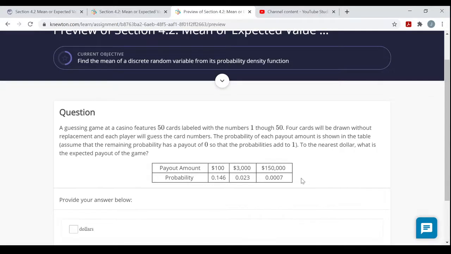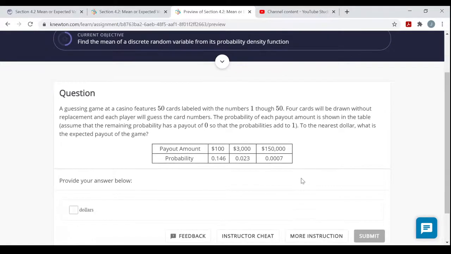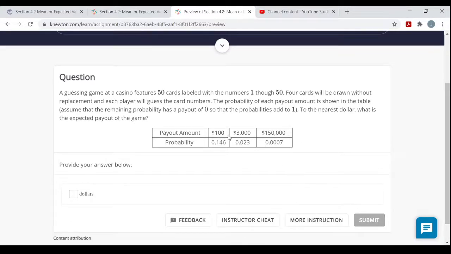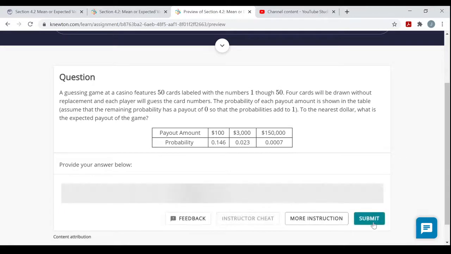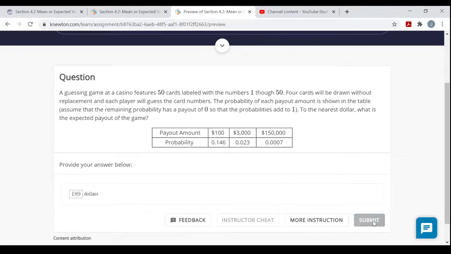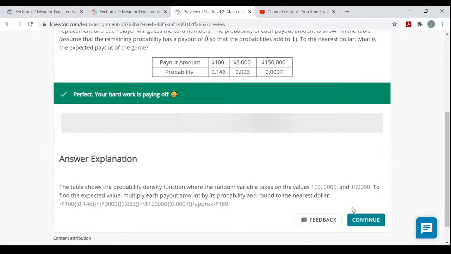This is the exact same kind of problem. Again, they're horizontal, the rows instead of columns. But no biggie. You just multiply the payout amounts by the probabilities, and again, read through it, and maybe you can make sense of it. But I'm just going to cheat. I've already shown you how to calculate the mean several times now.